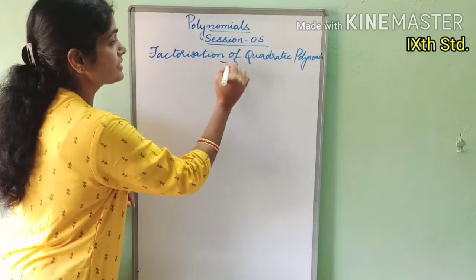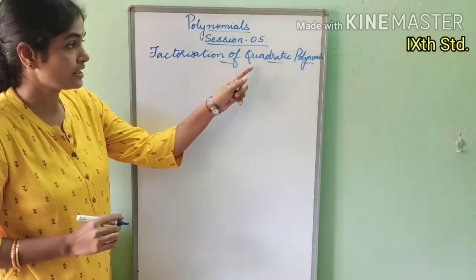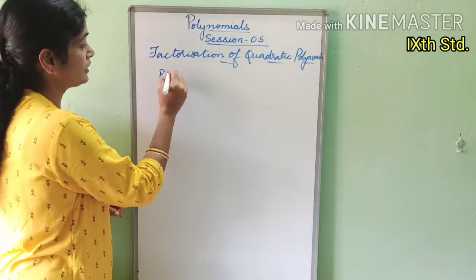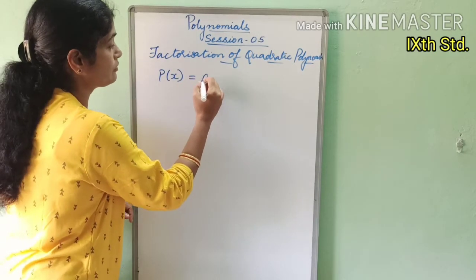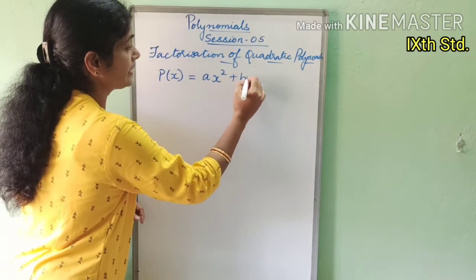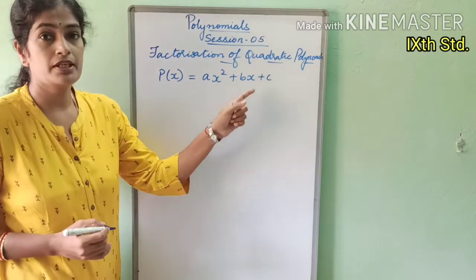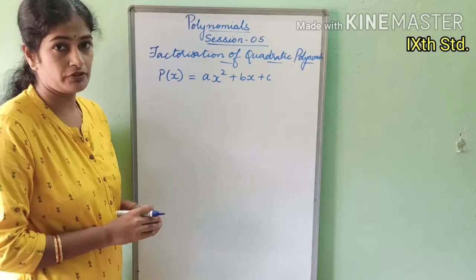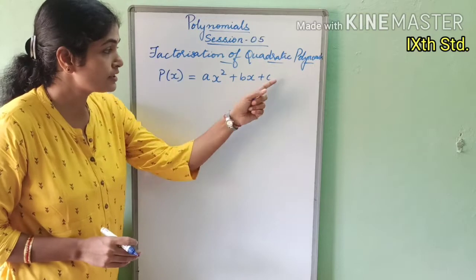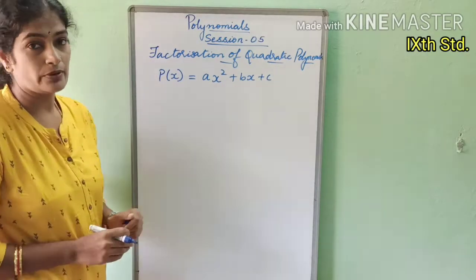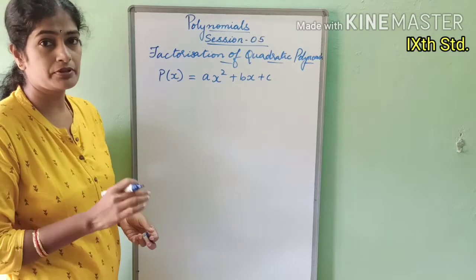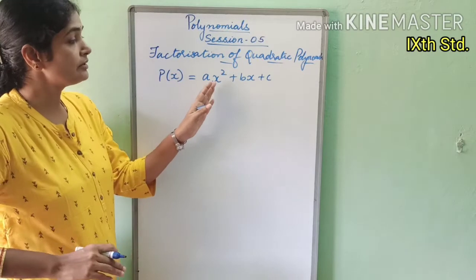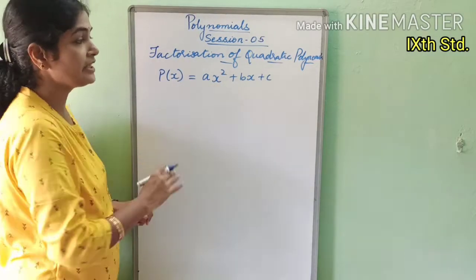When we say factorization of quadratic polynomials, what is the standard form of a quadratic polynomial? The standard form is p of x is equal to ax square plus bx plus c, where a, b and c are real numbers and a is not equal to 0. You have also learned to factorize quadratic equations by splitting the middle term in the previous classes, that is in class 8. In this video also we will be studying the same type by splitting the middle term.